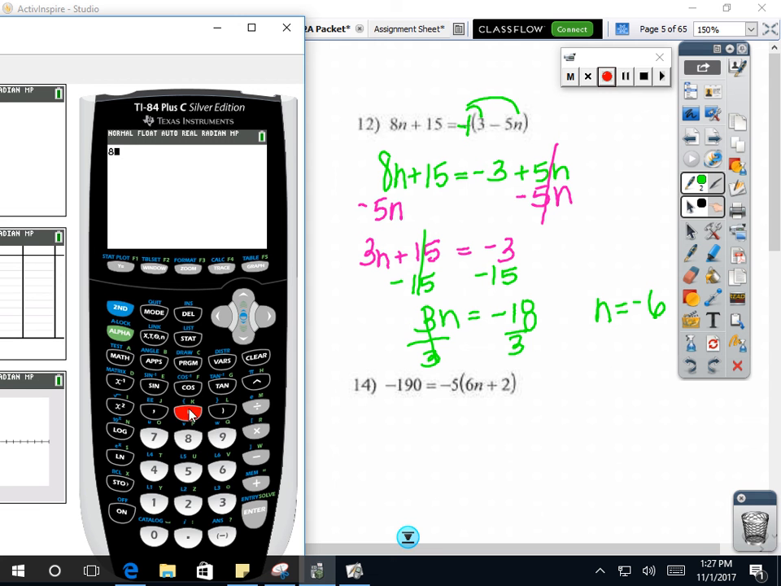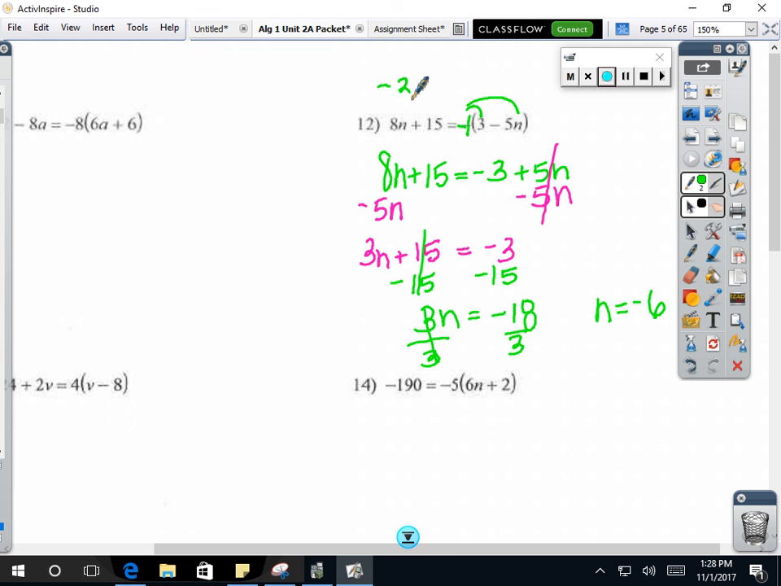Parentheses. So I'm going to open a parenthesis, plug in the -6 where the n was, and close the parenthesis. Then add 15, and I get -33. Okay, now I'm going to do it to this side.